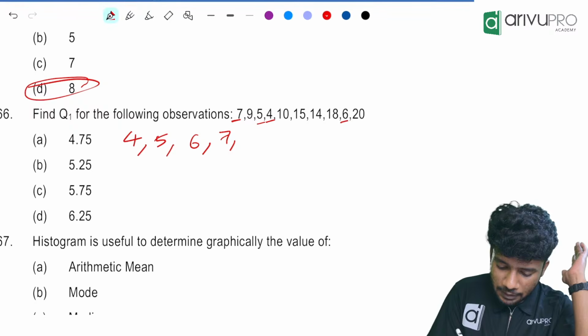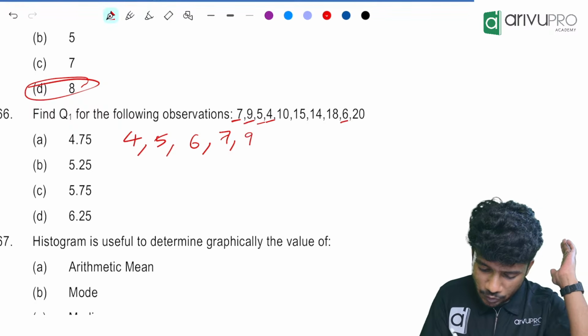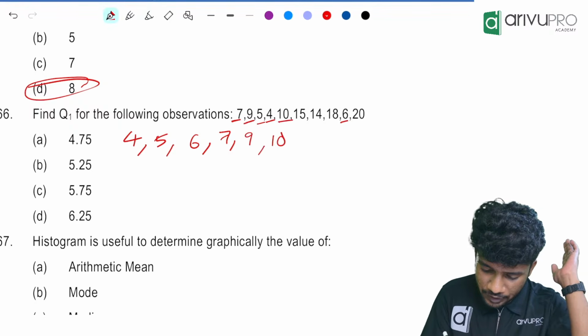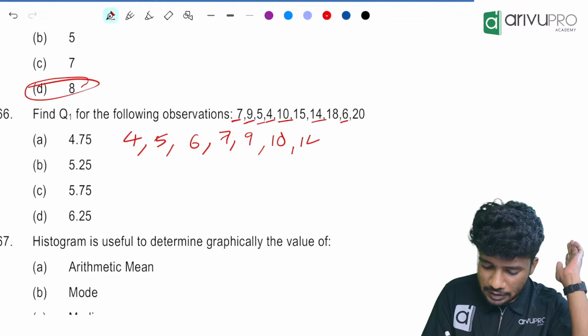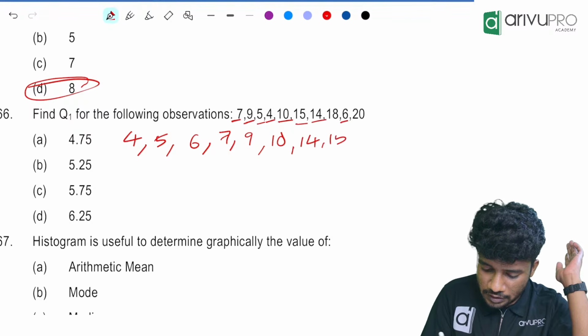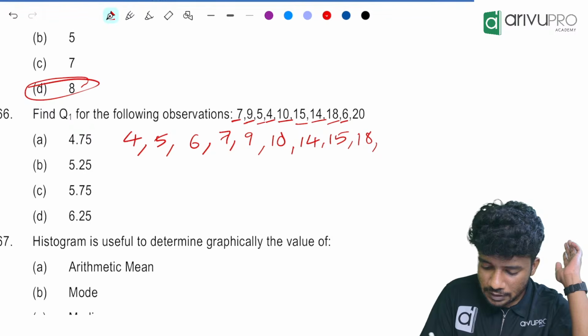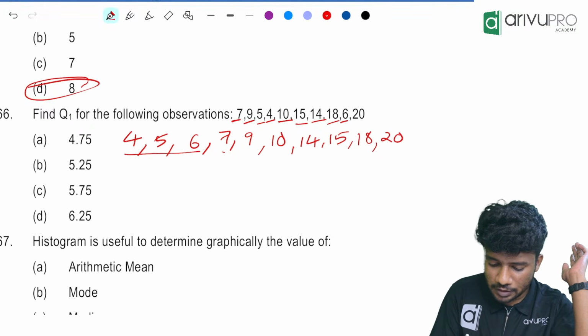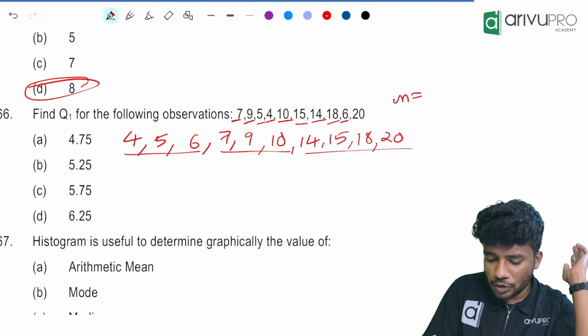7 is there. Then 9 is there. Then who is there? 10 is there. Then 14 is there. Then 15 is there. Then 18 is there. Then 20 is there. How many are there in total? N is equal to 10.